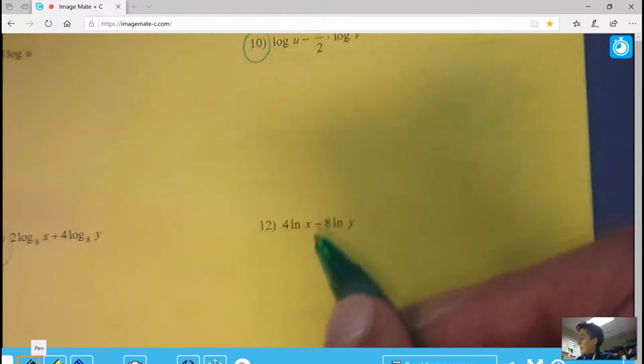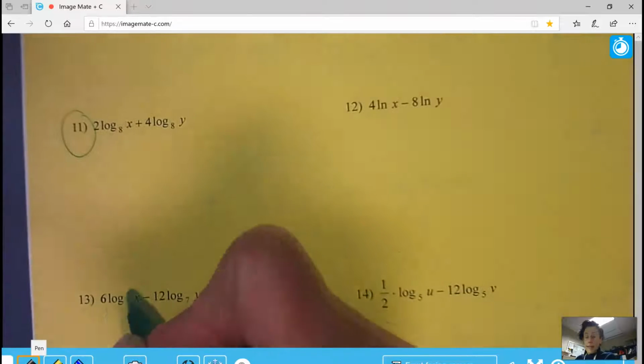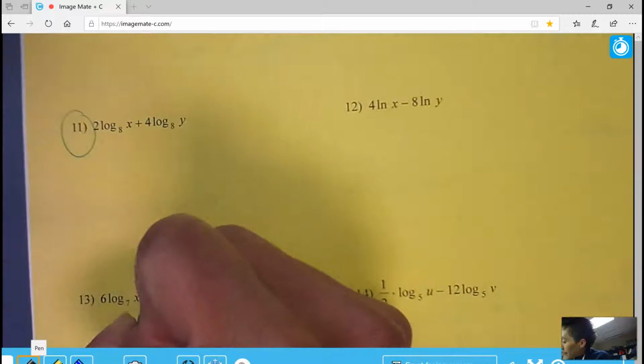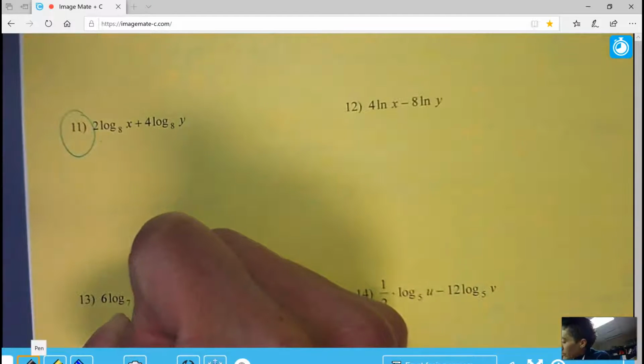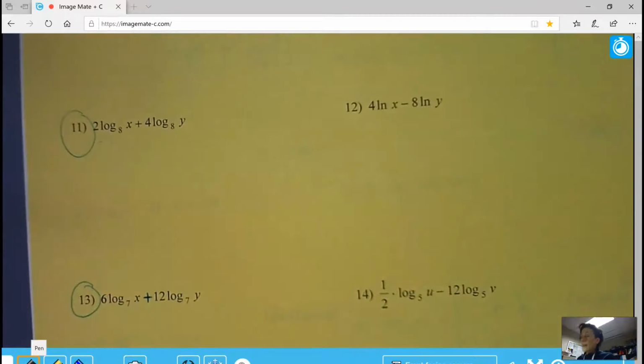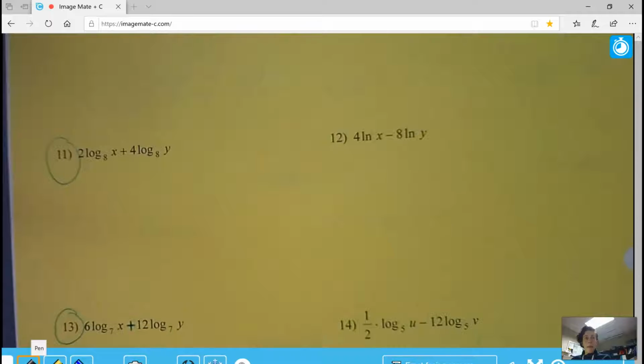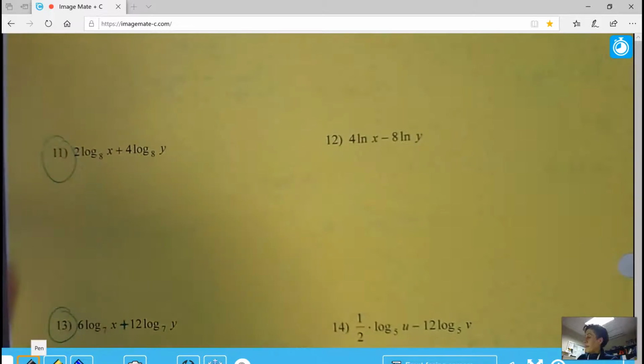Let's change 13 right here. Let's change it from subtraction into addition. So that's just a quick change we're going to do. Okay, so we'll do these 3 problems together, and then I'll let you finish the back. So let's just start with this one.